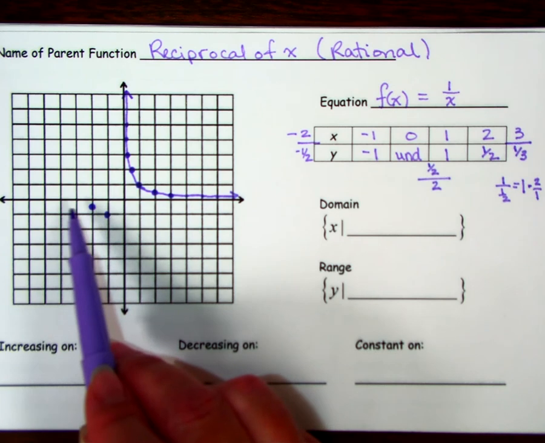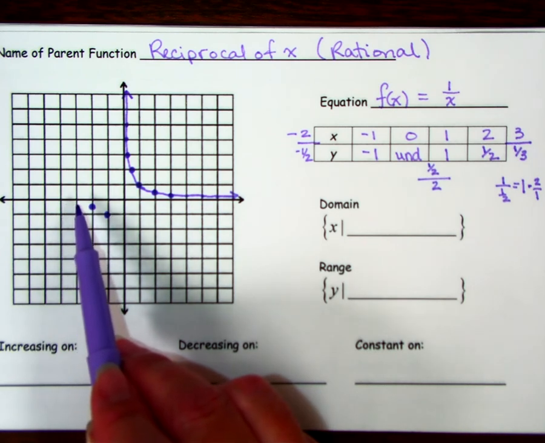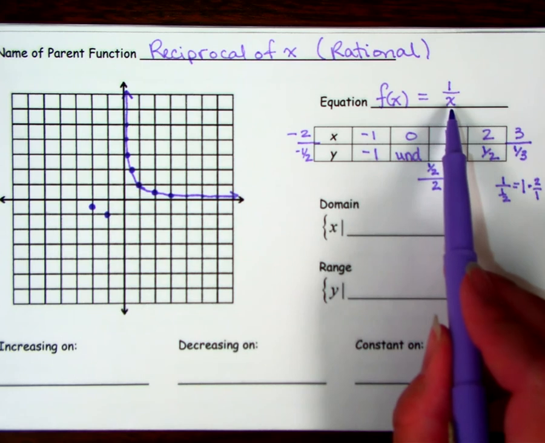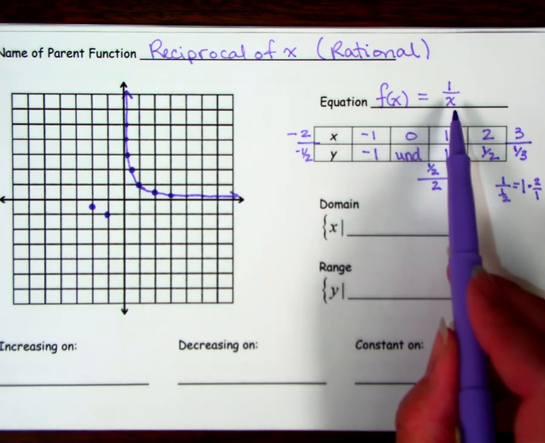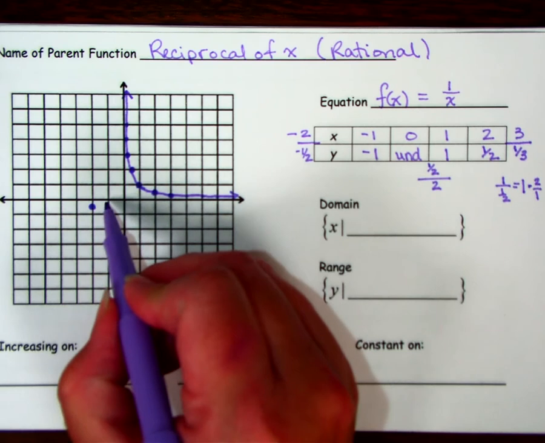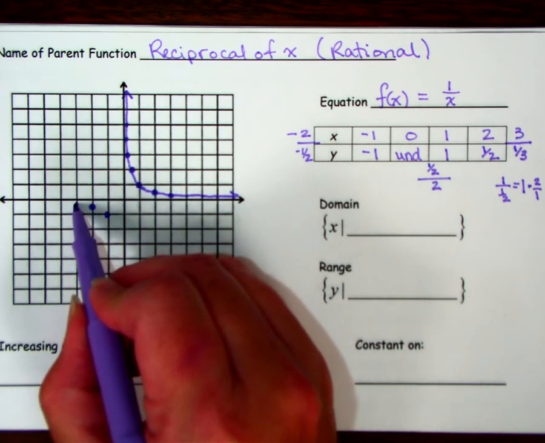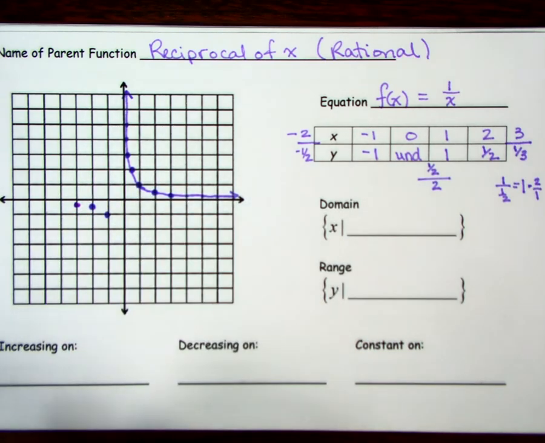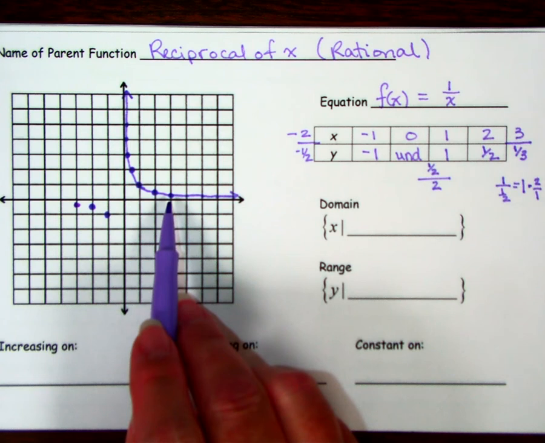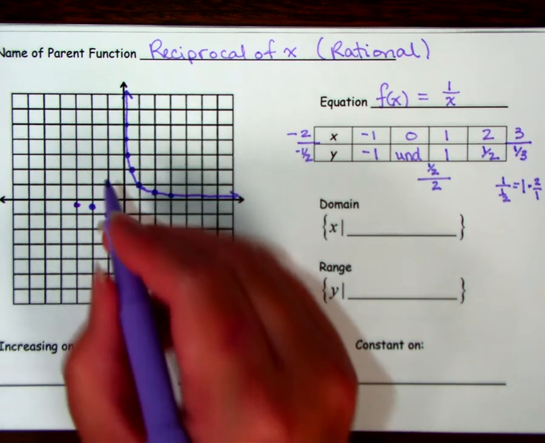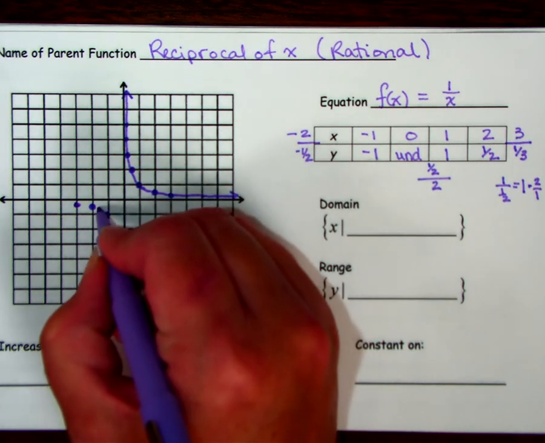Just to be sure though, let's go ahead and pick an x value over here, like -3. If I put that in for x, it would say the y is 1 divided by -3, which is -1/3. So that'd be -3, -1/3, about right there. Looks like the pattern's continuing. So I'm going to go ahead and connect these points.